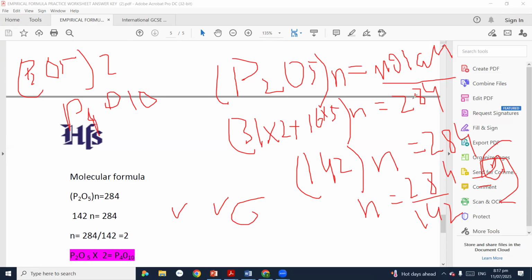If you are not given molar mass, so no need to worry. You must be given mass and mole. So with the help of mass and mole, first of all, you will calculate molar mass, then value of N, and with N, you will multiply your empirical formula, you will get molecular formula. I told you in some cases, empirical formula and molecular formula is same, but in some cases it's different. Like in this case, empirical formula and molecular formula is different, but in first question, empirical formula and molecular formula was same because the value of N was 1. So, any doubt, beta?